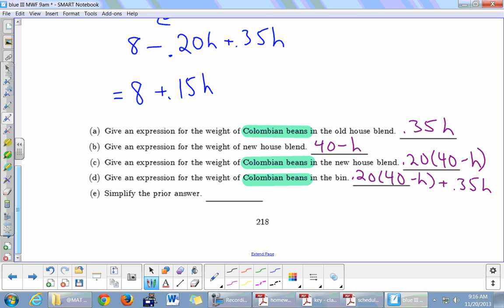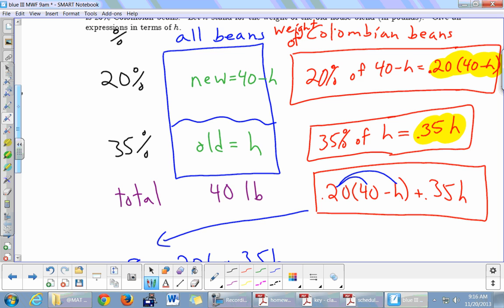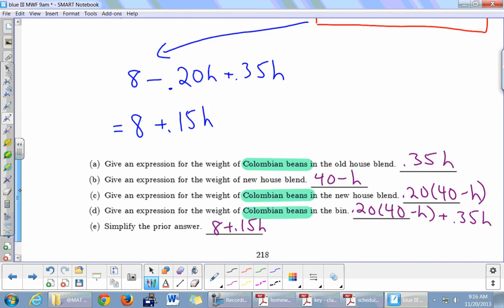And then finally, part E said simplify. We've got it right up here in blue, 8 plus 0.15h. Questions? Is there anything that we filled in up here that we didn't actually end up writing down here?